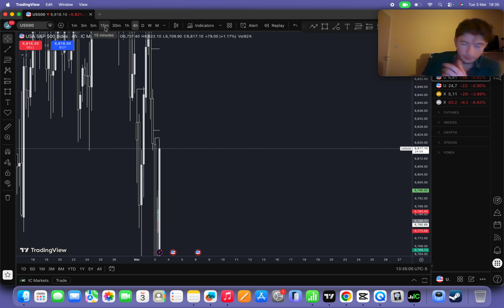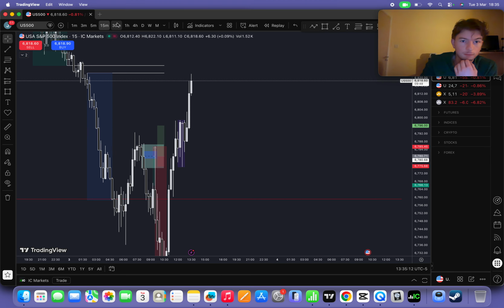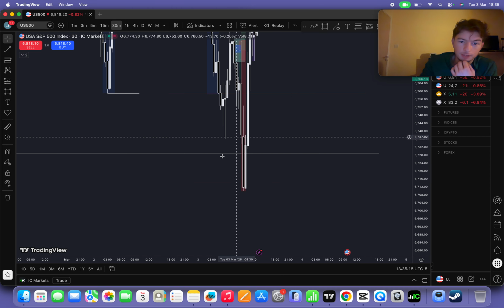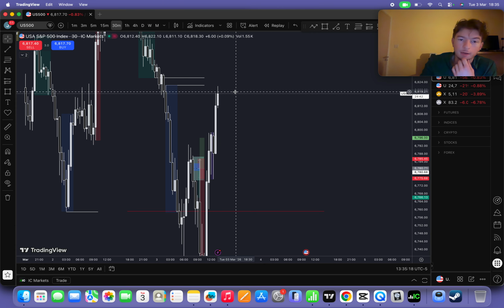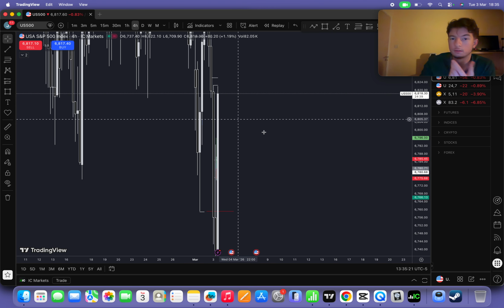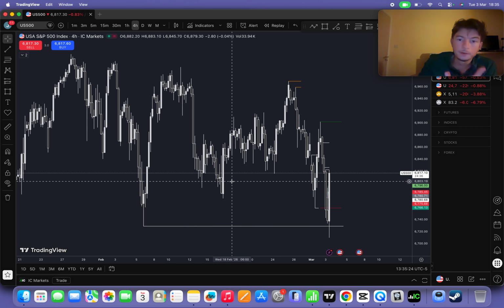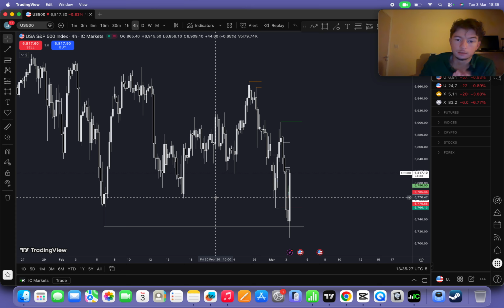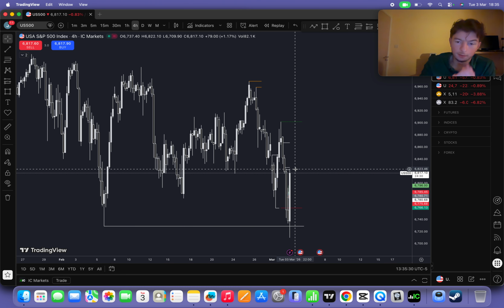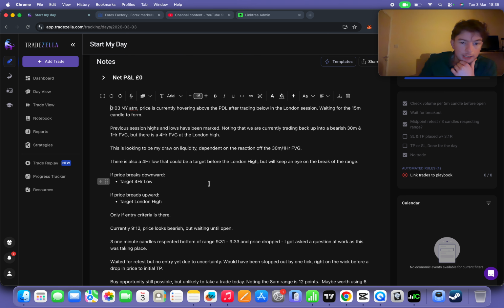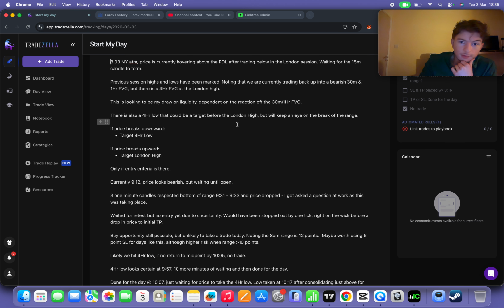So I was toying with the idea of which way it was going to go. Are we going to continue downwards off this, which we did? We then traded to the 4-hour low, and now we're heading back up, which is interesting to me because there's always a bit of uncertainty, but usually the higher time frame bias does take precedence over the lower time frame bias. The 4-hour low can also be a target before the London high. We'll keep an eye on the break of the range. If price breaks downward, I would target the 4-hour low. If price breaks upwards, target the London high, only if the entry criteria is there.